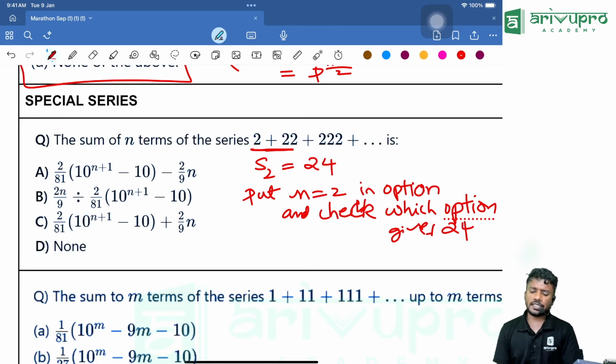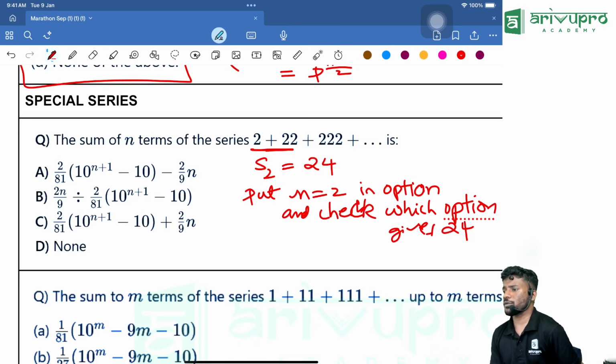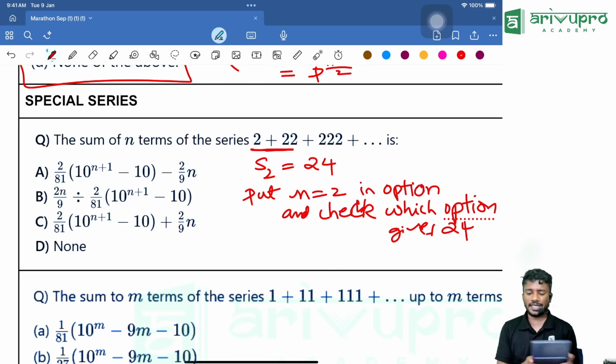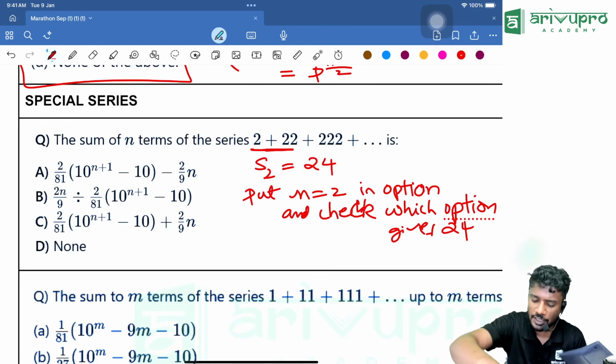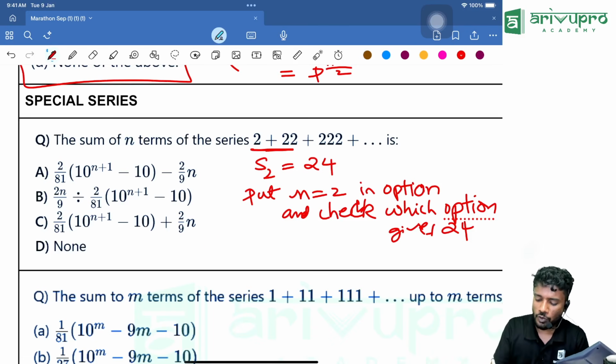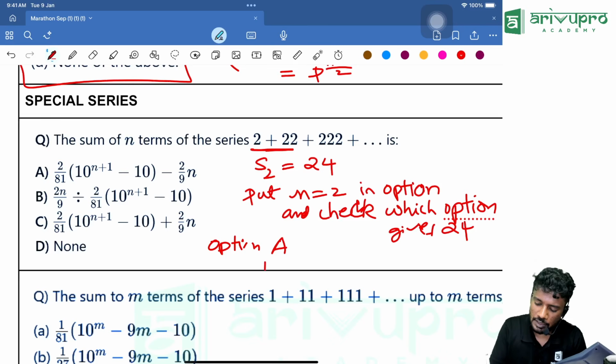So, 10 raised to 2 plus 1 is how much? 10 cube. So 10 cube minus 10 is how much? 990. 990 into 2 divided by 81. That is how much? 24.44. Then click M plus. 2 into 2 divided by 9. That is how much? 0.44. Then click M minus. Then click MRC. You are getting it as 24. So option A is your answer. Option A is the answer.